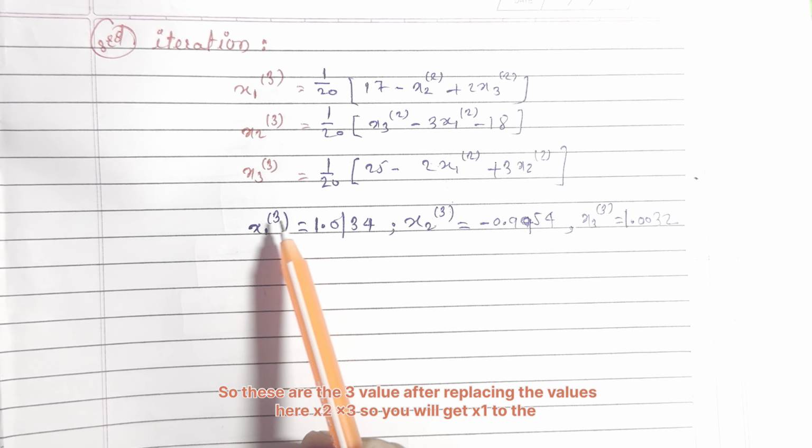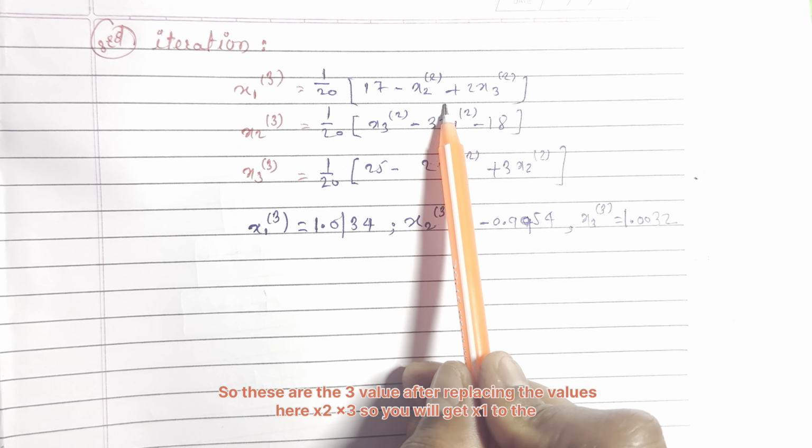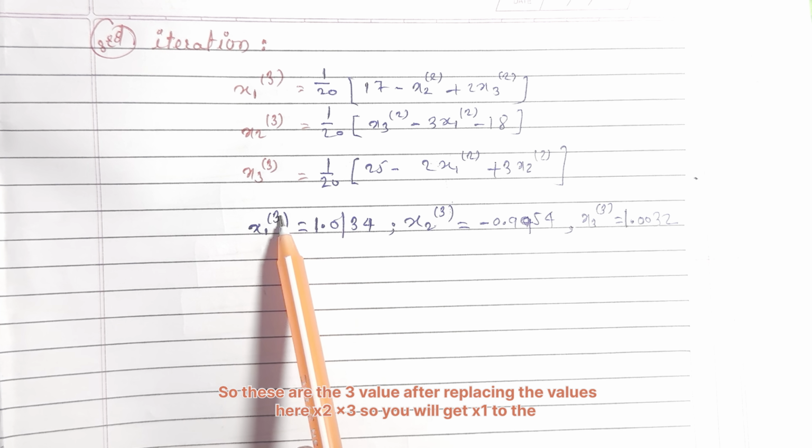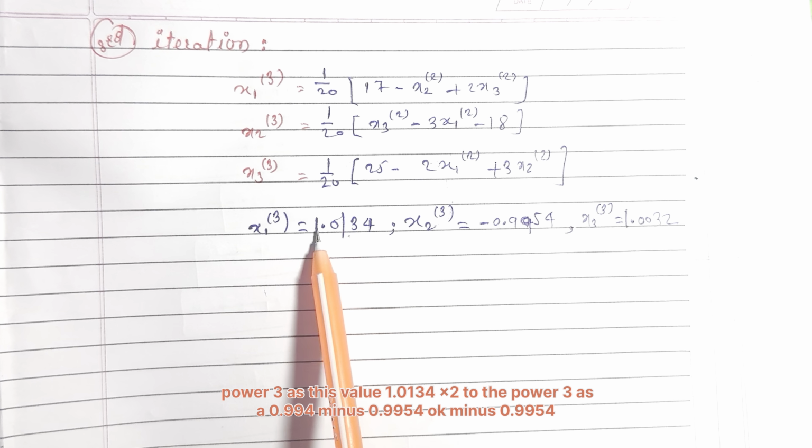So these are the three values after replacing the values here. You will get x1 to the power 3 as 1.0134, x2 to the power 3 as minus 0.9954, and x3 to the power 3 as 1.0032. These are the three values from our third iteration.